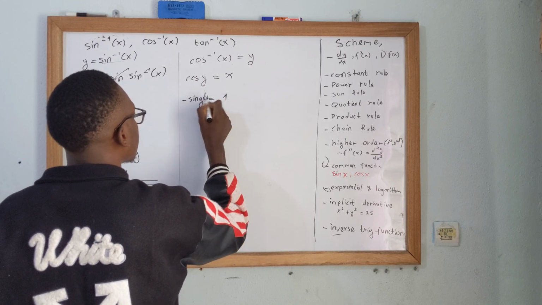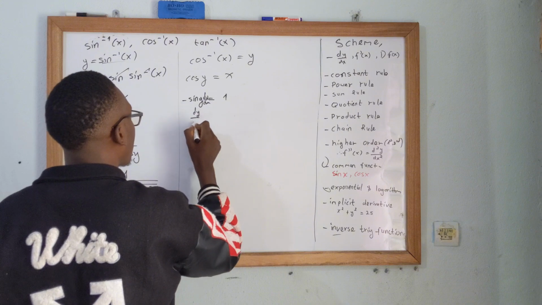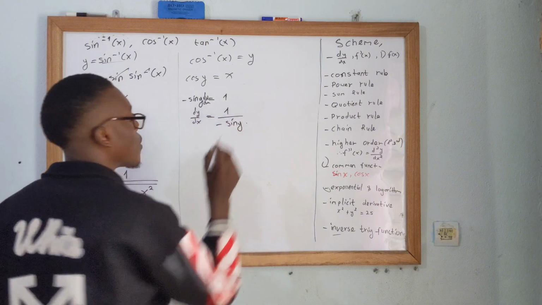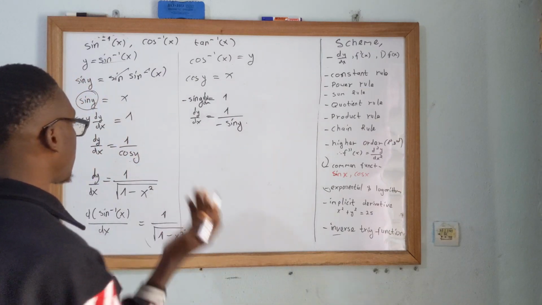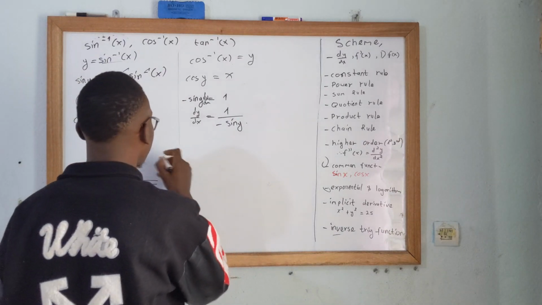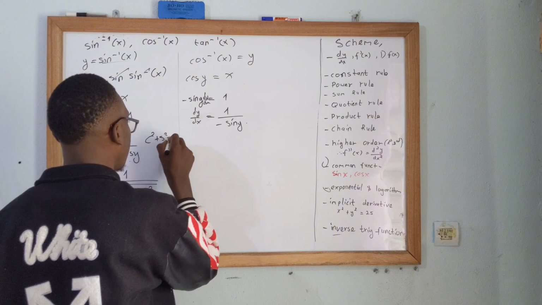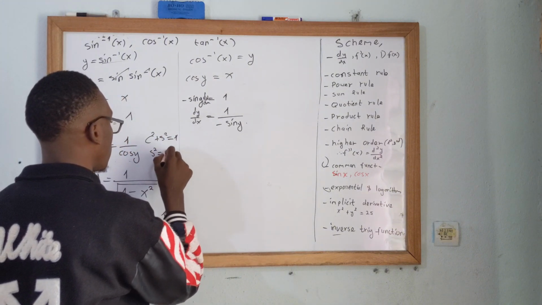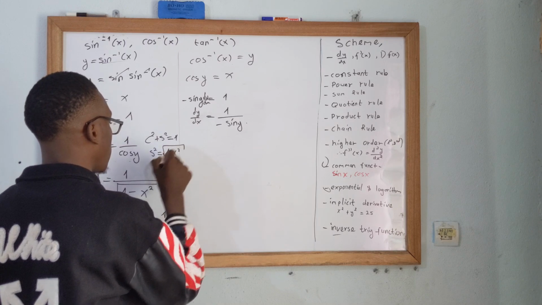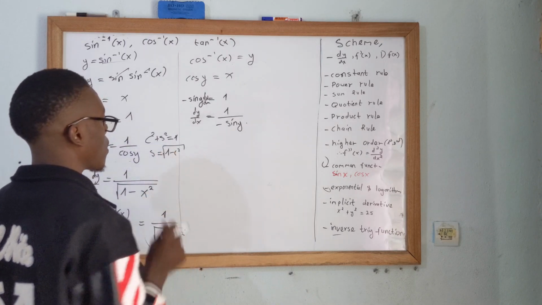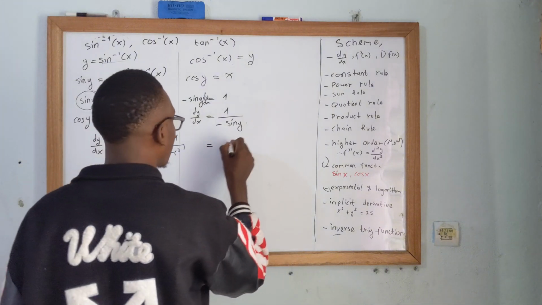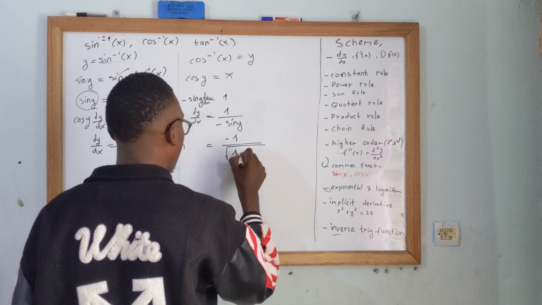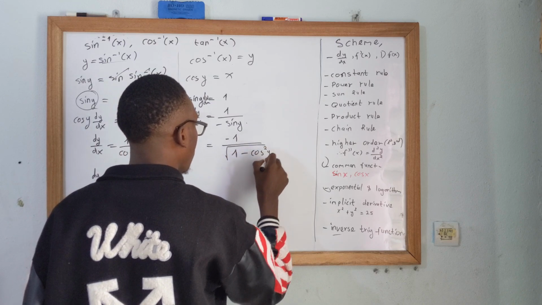Okay, we put a dy all over dx here. Therefore, dy all over dx is equals to what? 1 all over negative sine y. We come back to the basic principle. We have what? Cos squared plus sine squared is equals to 1. Therefore, sine squared is equals to what? 1 minus cos squared, square root of that. Or sine. Hence, we are going to have what? That will be equals to what? Negative 1 all over the square root of 1 minus cos squared y.